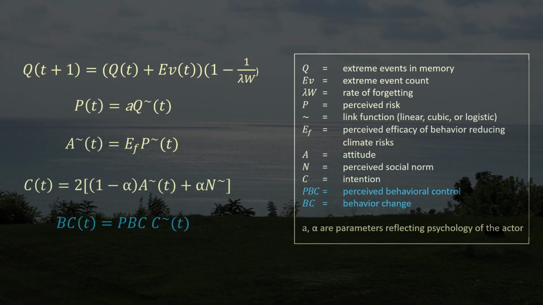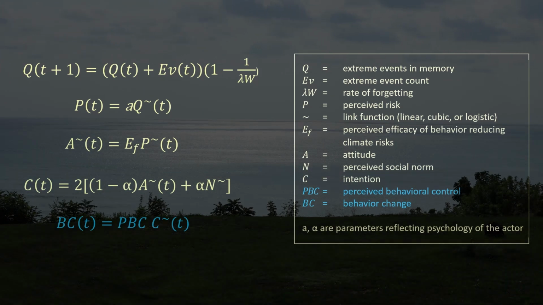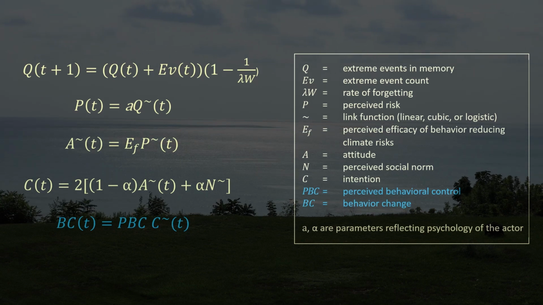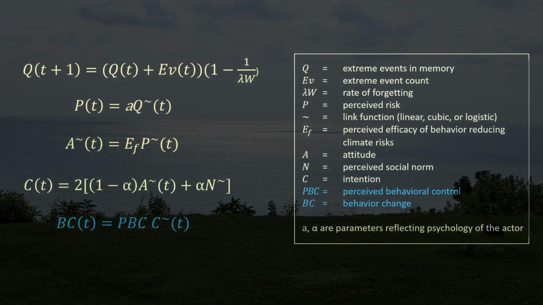The behavior taken to reduce greenhouse gas emissions, BC, is then given by the product of the perceived behavioral control, PBC, and the combined attitude and social norm, C tilde. This factor is applied to a function that describes the maximum feasible emissions reduction per year to calculate the annual emissions that is supplied to the C-ROADS model.